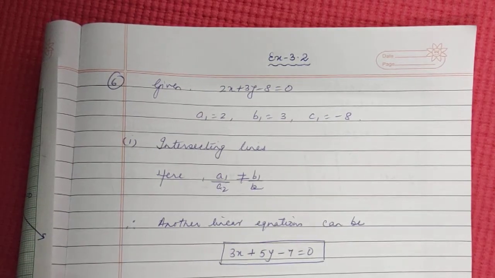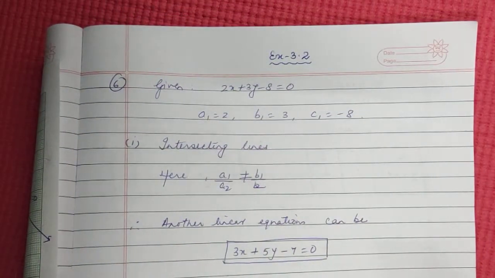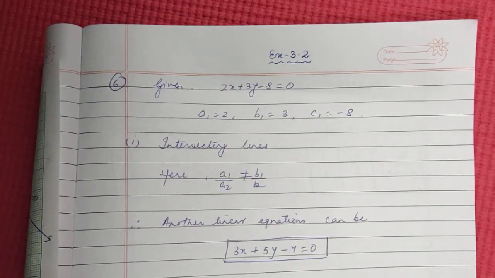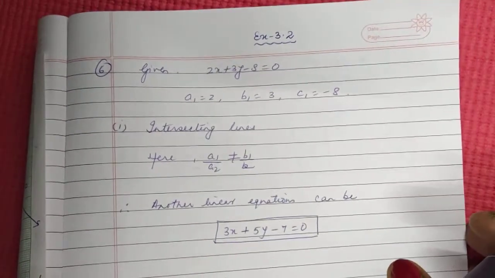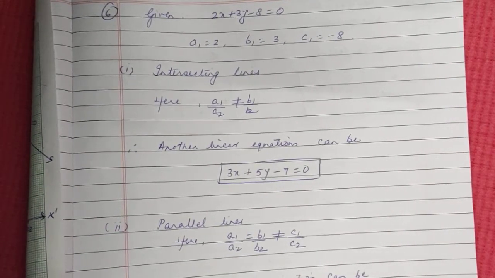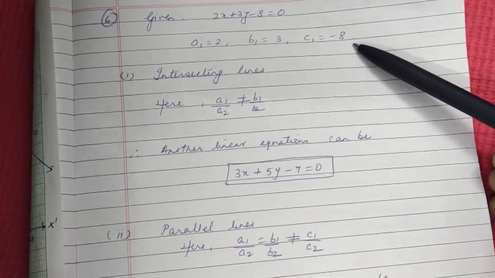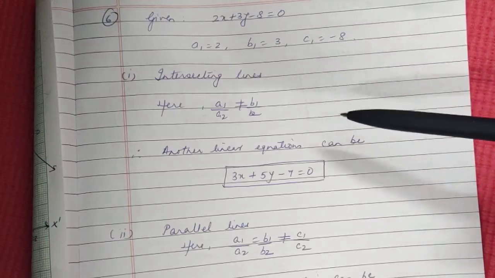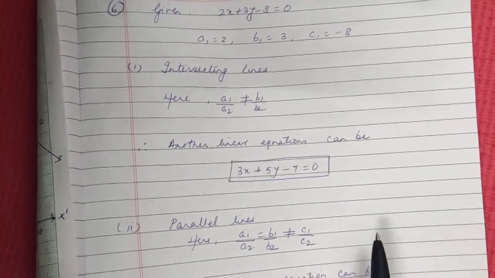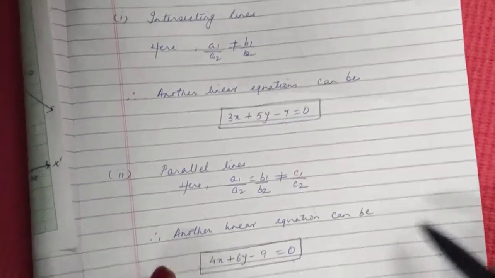Then second, we have to make another linear equation. The first linear equation is given. We have to take another linear equation in such a way that we get a parallel line. Again, for parallel lines, what is the condition? That a1 by a2 is equal to b1 by b2 is not equal to c1 by c2. Again, a1 equals 2, b1 equals 3 and c1 equals minus 8. The condition is that a1 by a2 equals b1 by b2. So let us see, if I write another equation as 4x plus 6y minus 9 equals 0, in this case what do you get?